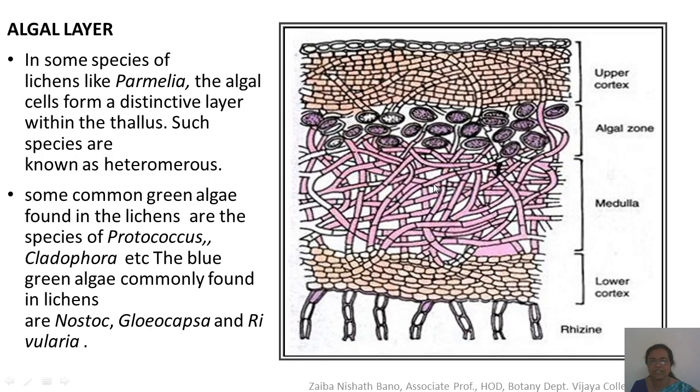Now, what you are seeing in the diagram here is in species like Parmelia, where the algal cells have formed a distinct layer. See here, the layer is very distinct. You can see circular cells. We call this the distinct layer, and such species of lichens are known as heteromerous. Some common green algae found in the lichens are the species of Protococcus and Cladophora. And the blue-green algae that are commonly found are Nostoc, Gloeocapsa and Rivularia.